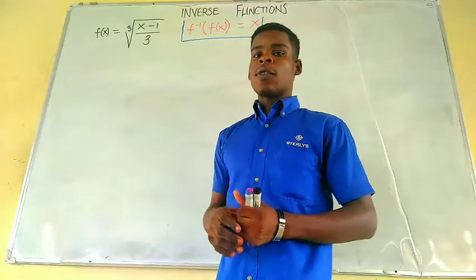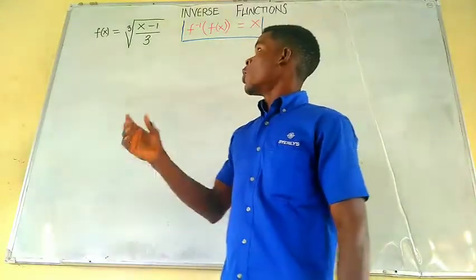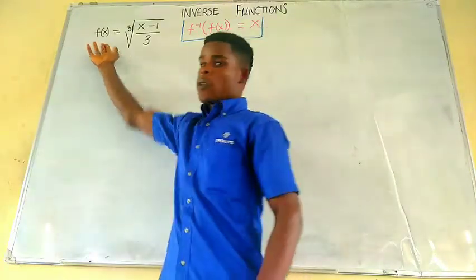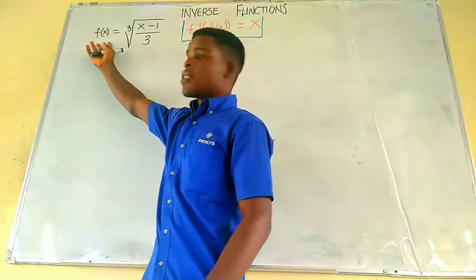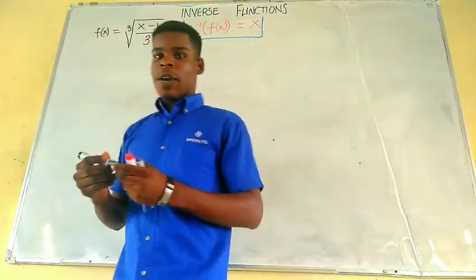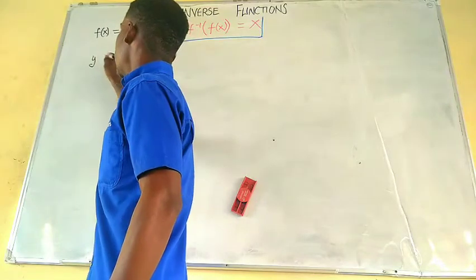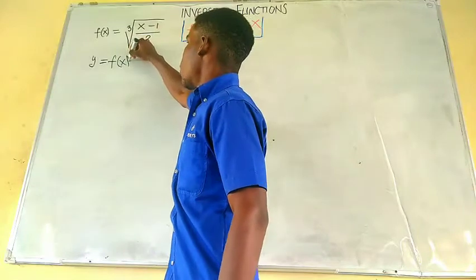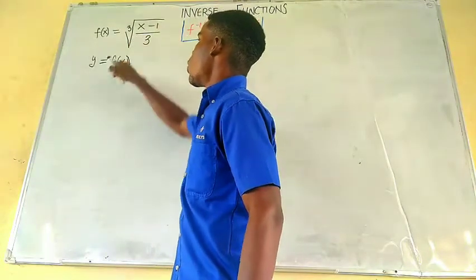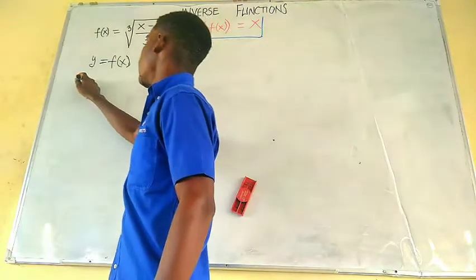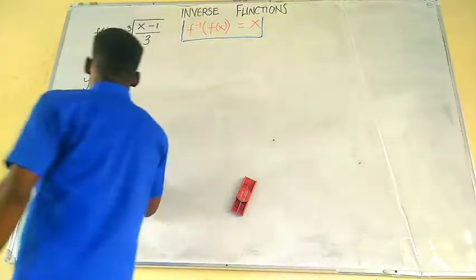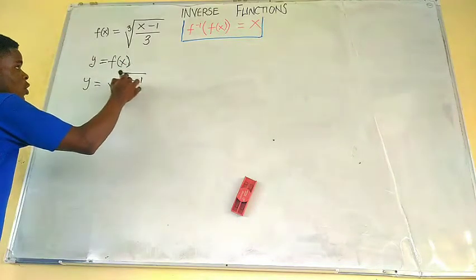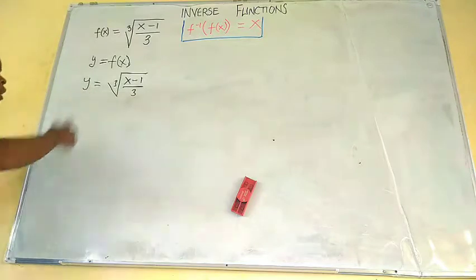To solve for an inverse of a function, all we need to do is first of all go ahead and in place of f of x, you can reduce the complexity by using y for it. So you can simply say let y be equal to f of x, like that. Now when y becomes f of x, in place of f of x you just use y, so y is going to become cube root of x minus 1 over 3. The main thing here is I'm just changing the notation. I want to use y notation.